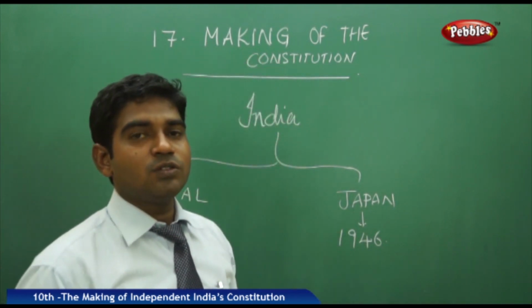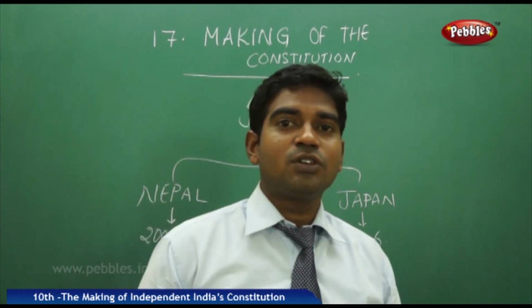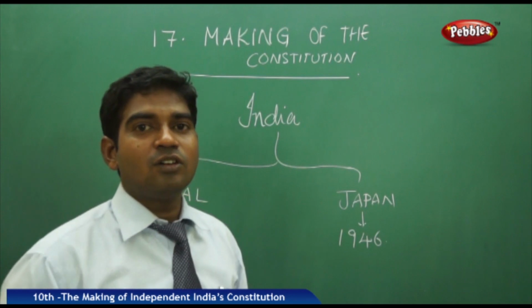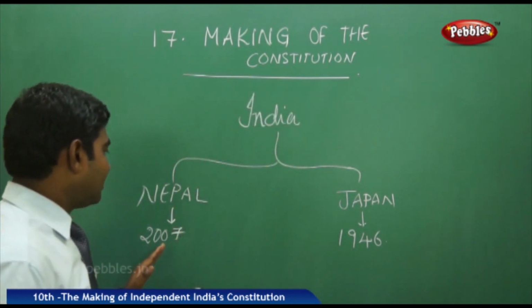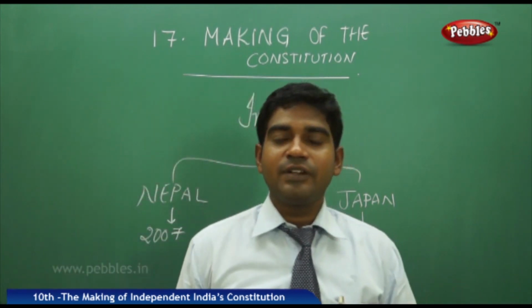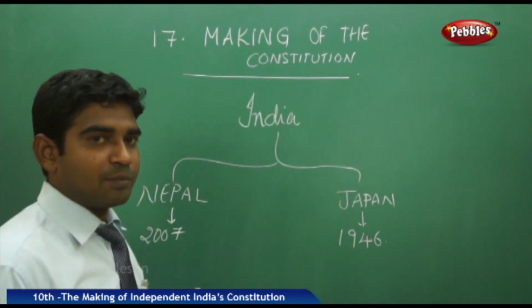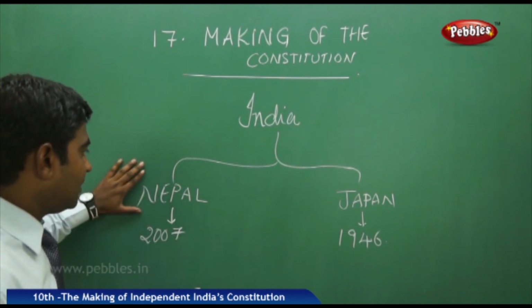Now, moving on to the discussion of the Constitution, let us analyze the constitutions of Nepal and Japan so that we get clarity on what a constitution means to us. Let us see Nepal, the neighboring nation of ours. Nepal is located to the northeast of India, and 5 states of India share a boundary with Nepal. Now, moving on to the Constitution of Nepal.